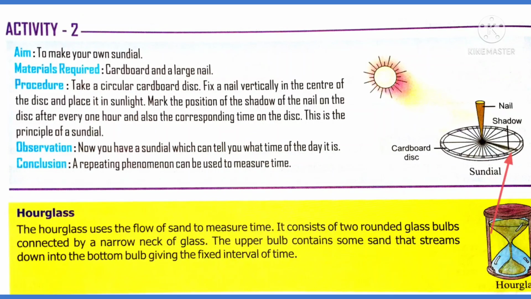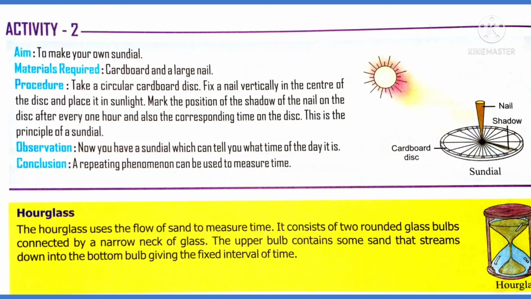In olden days, in ancient days, there was no watch, wristwatch, etc. So by using the sundial, they used to measure the time, as well as the hourglass. This is an hourglass, which consists of two rounded glass bulbs connected by a narrow neck of glass. The upper bulb contains sand that streams down into the bottom bulb. By measuring the level of sand, people used to guess the time.